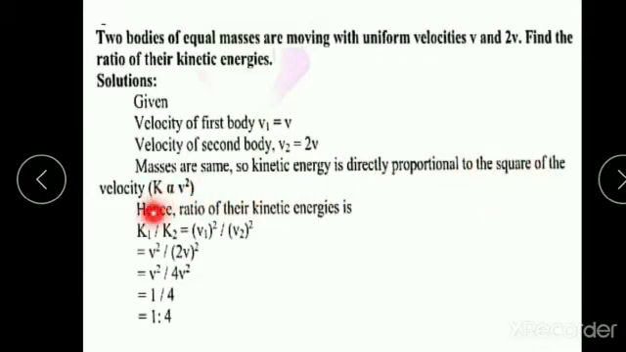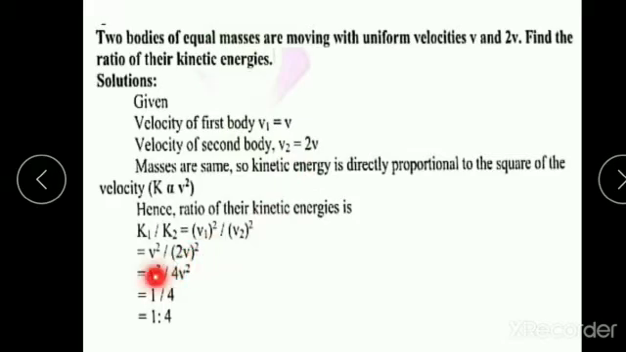Here the ratio of the kinetic energy, when you take the ratio of the kinetic energy of body 1 and 2, k1 divided by k2, is half m v1 square divided by half m v2 square. You know that masses are same, so after cancelling, you get v1 square divided by v2 square. So what is v1? It is v. Substitute the value v, square, and divide by v2, which is nothing but 2v. So you have 2v whole square.